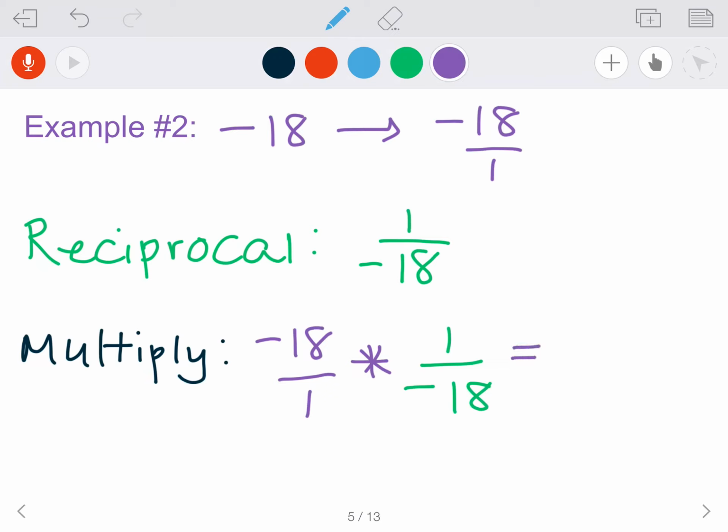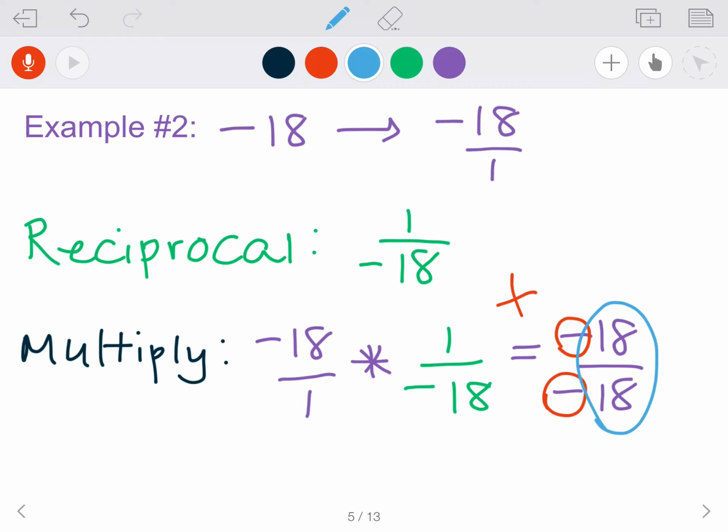When we multiply -18 times +1 in the numerator, we get -18. And when we multiply +1 by -18 in the denominator, we also get -18. So not only do we know that a negative divided by a negative gives us a positive, but we also have 18 divided by 18. So we know that this is equal, in simplified form, to +1. So it does work every time.